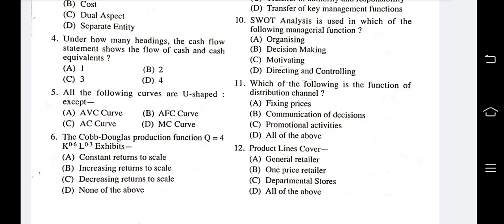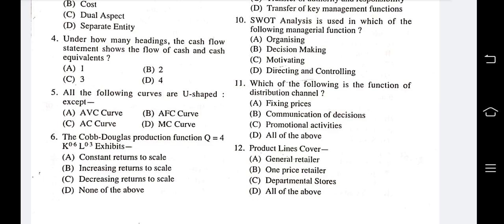Then next is: all of the following curves are U-shaped except. Here options are average variable cost curve, average cost curve, average fixed cost curve, marginal cost curve. Here the answer is average fixed cost curve, because all the cost curves are U-shaped except the average fixed cost curve. Fixed cost is constant, thus with every increase in output, average fixed cost decreases. Thus it assumes the shape of a hyperbola.